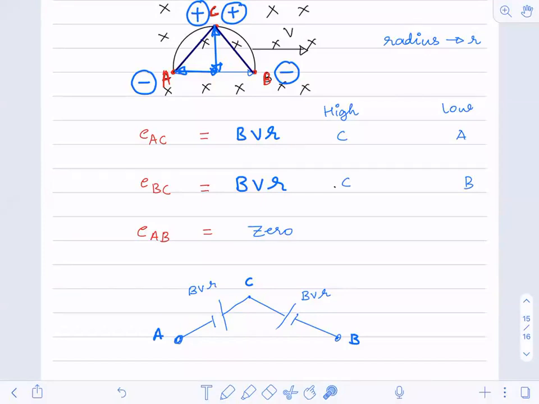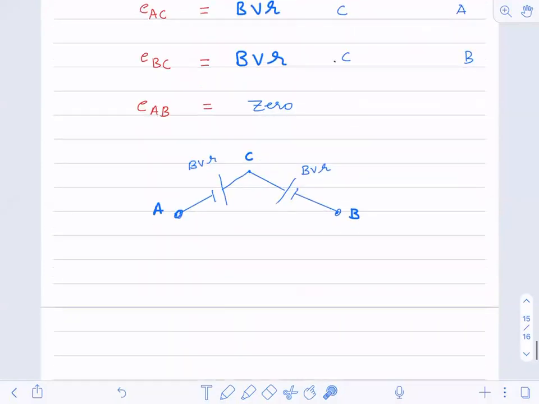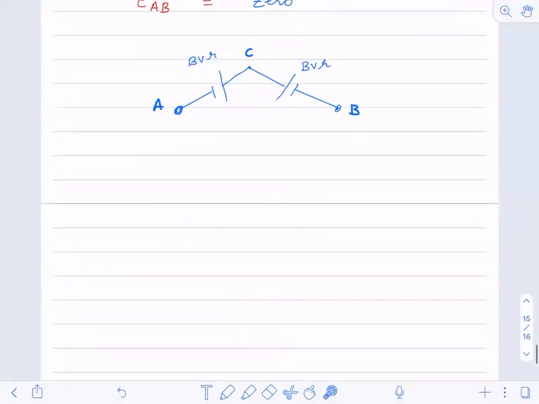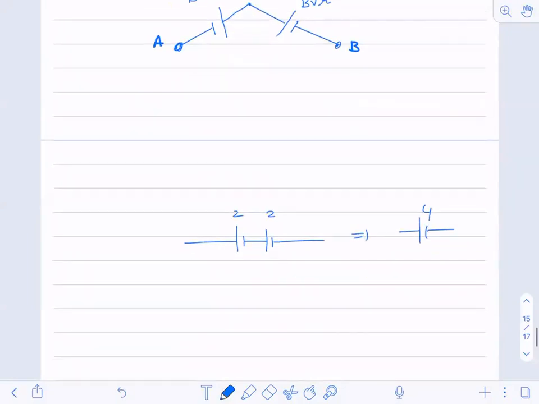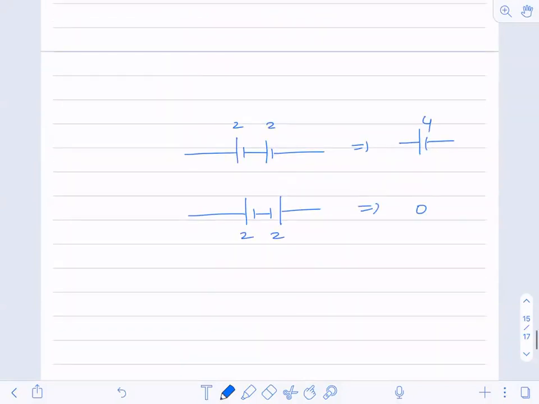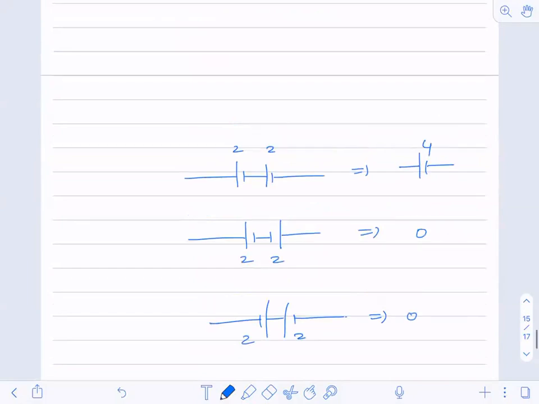In electricity, you have already studied that. If I'm having a battery like this, then 2 plus 2, this becomes 4 volt. But if it is connected like this, 2 and 2 becomes 0. Or if I do it like this, 2 and 2 also becomes 0. So it is the same way.